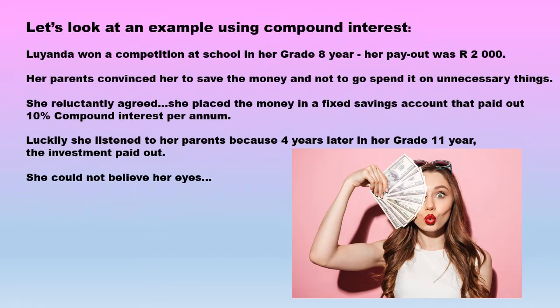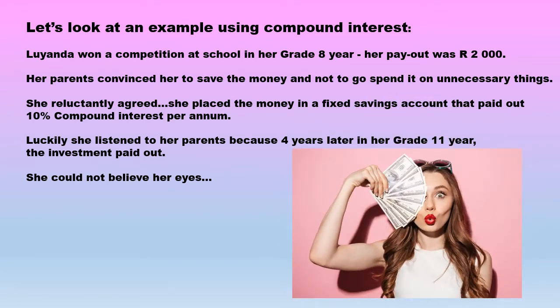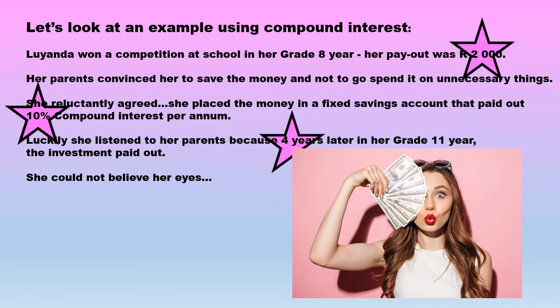Let's have a look at this example. Luyanda won a competition at school in her grade 8 year. Her payout was 2,000 Rand. Her parents convinced her to save the money and not to go spend it on unnecessary things. She reluctantly agreed. She placed the money in a fixed savings account that paid out 10% compound interest per annum. Luckily, she listened to her parents because 4 years later, in her grade 11 year, the investment paid out, and she couldn't believe her eyes. The very important information from this text that you need to highlight is that it was 2,000 Rand, 10% compound interest for 4 years.